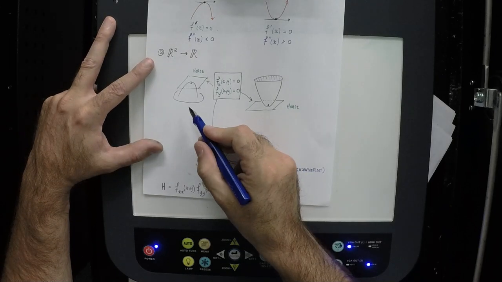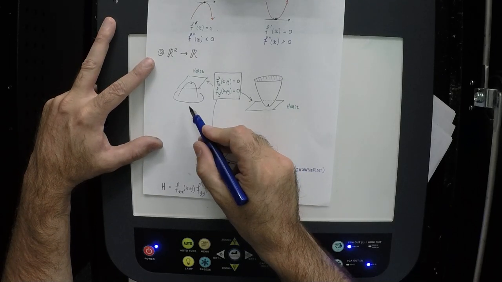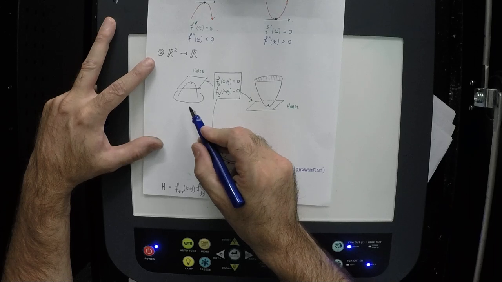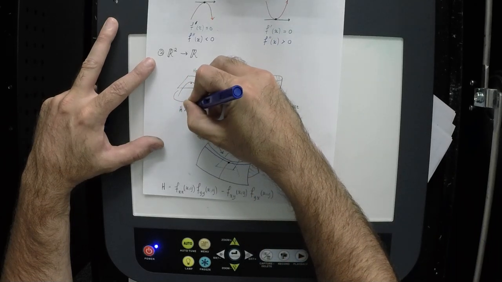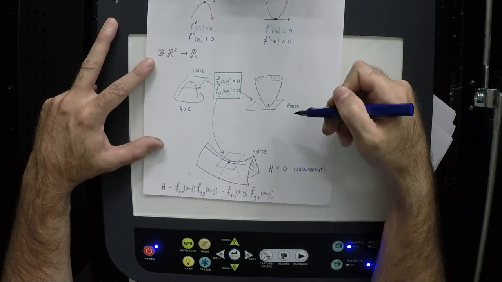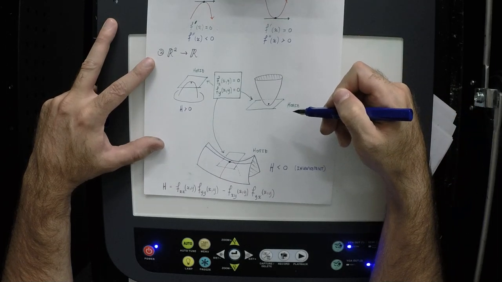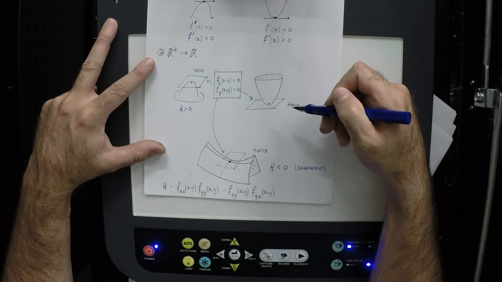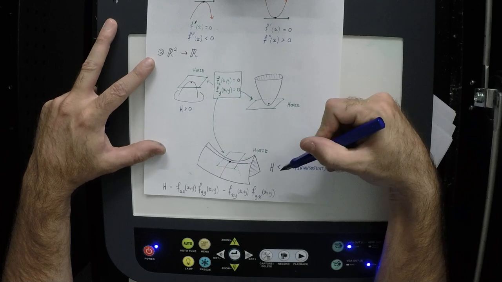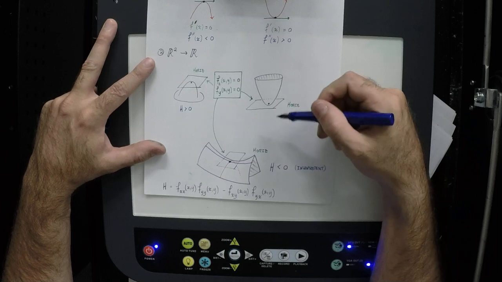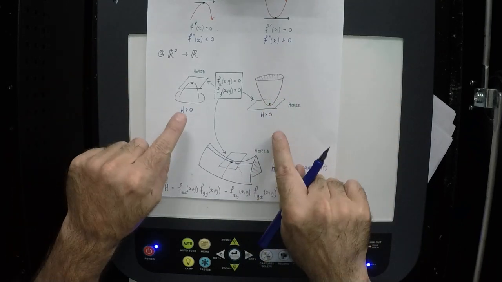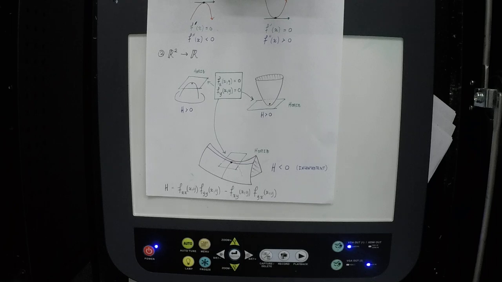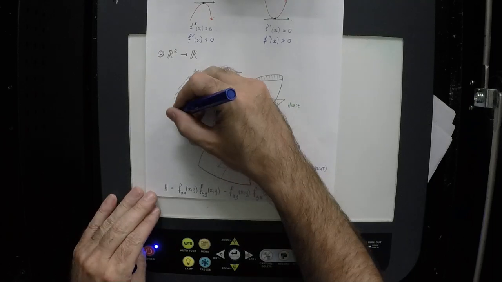What's true about H for a maximum? It's positive. What's true about H for a minimum? Negative is saddle. Still positive. So both of these cases, a min and a max, both have that H is positive. So this is called the consistent case.